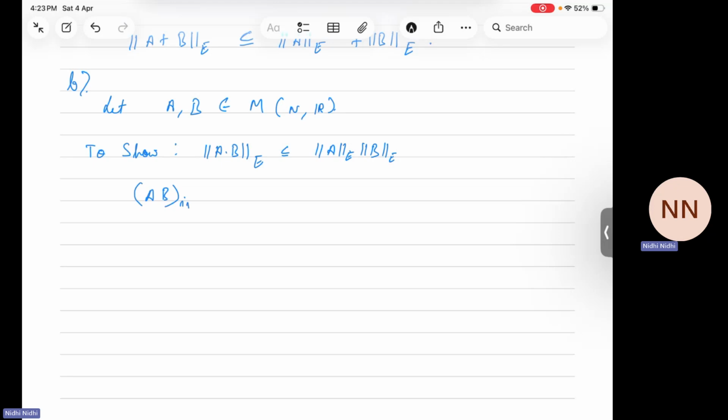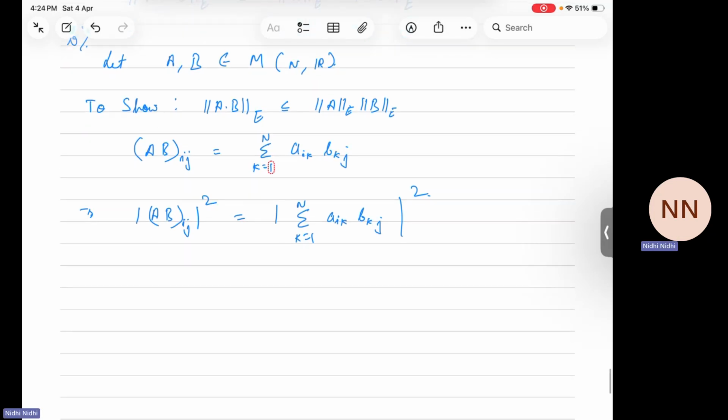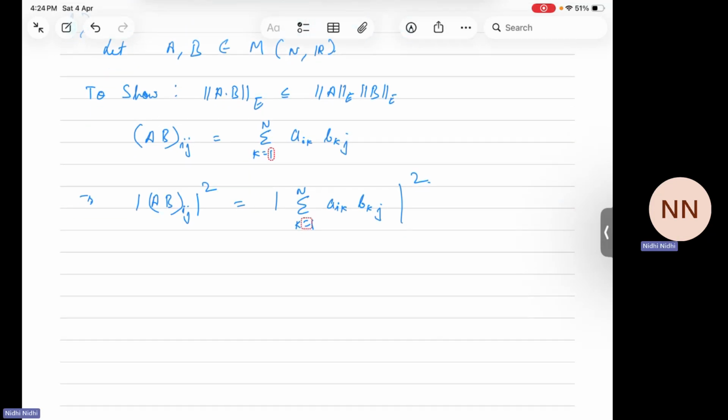We all know that this is equal to the summation k from 1 to n of a_ik b_kj. So that gives us the ijth term squared, which is equal to the modulus of the summation k from 1 to n of a_ik b_kj, squared. Now this is actually a sum of n terms, and then we are taking the square.